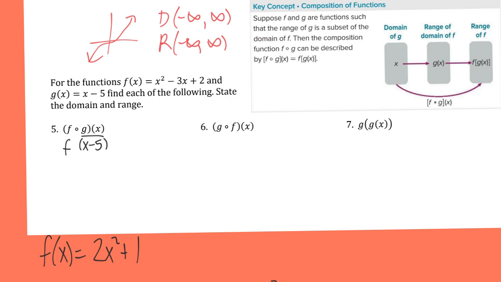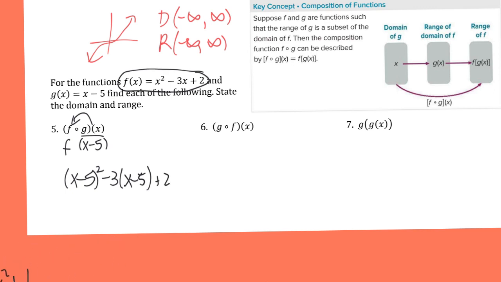Take the one closest to the x and put it into this f right here. Watch it. So if g of x is x minus 5, we're going to put g of x into f, and f is this big one up here. How do I do that? We're going to take x minus 5 in place of x and square it, and then minus 3 times x minus 5, and then add 2. And to square a binomial, remember you write it twice and multiply it out.